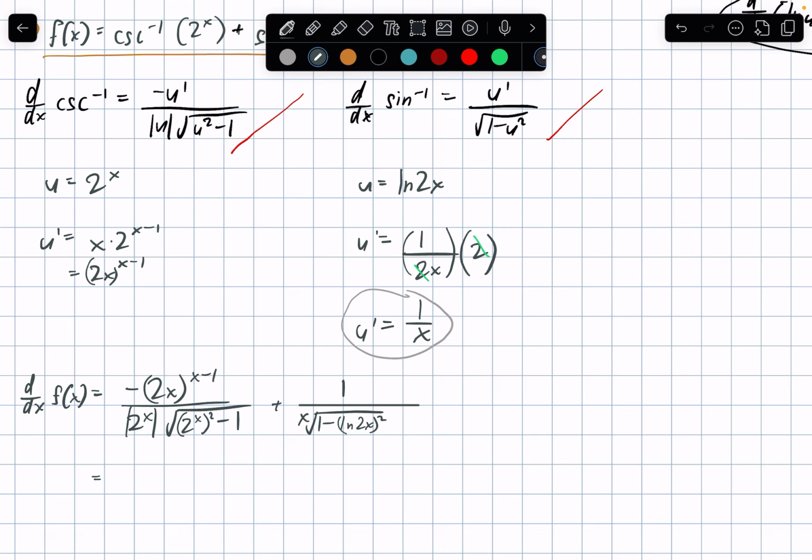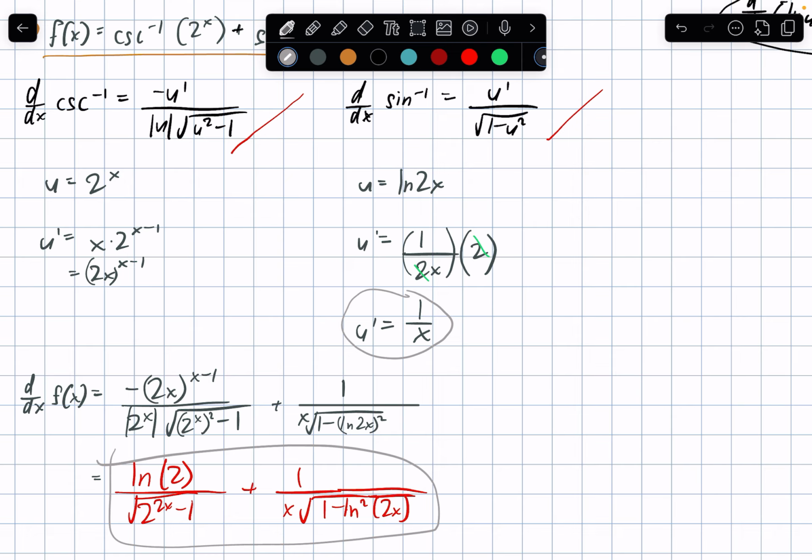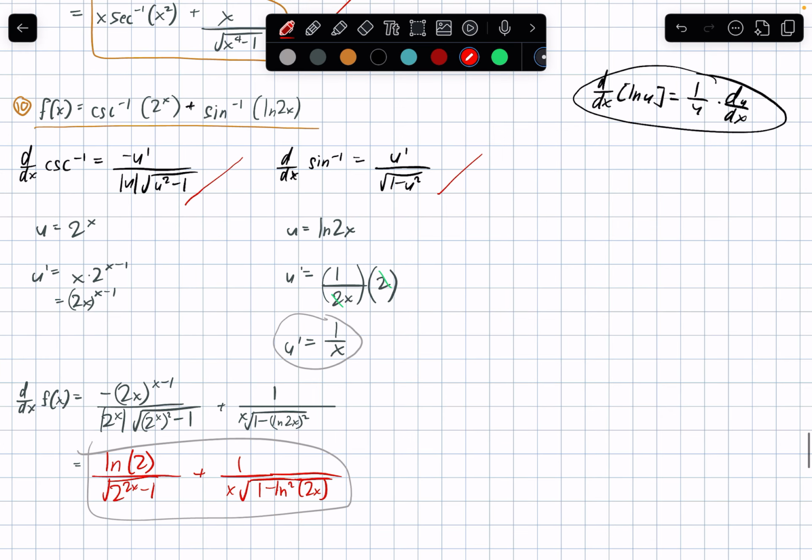But essentially, the answer key says ln 2 over square root of 2 raised to 2x minus 1 plus 1 over x times the square root of 1 minus ln 2 times 2x. So this is the answer. Yeah, I think we won't be able to solve 10 correctly. Next.